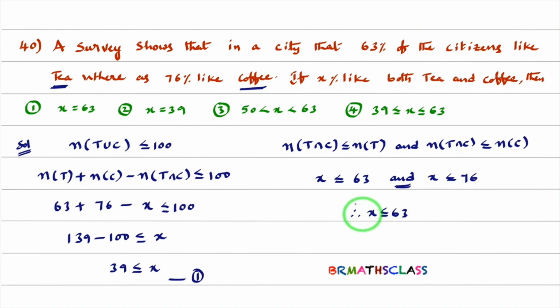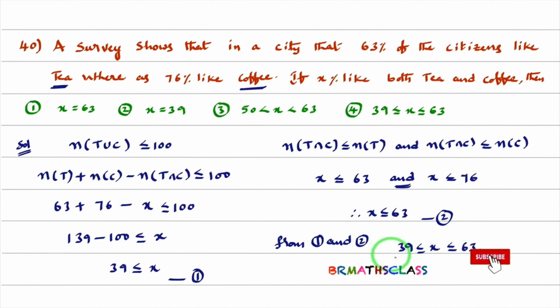Please try to understand. In this, all the elements less than 63 are present. In this also, all the elements less than 63 are present. From these two, I can write that X is less than or equal to 63. This is the second condition we got. You observe the first condition and second condition. From 1 and 2, what can you write? From 1, we can write 39 is less than or equal to X. From the second, you can write X is less than or equal to 63. So 39 is less than or equal to X is less than or equal to 63. So what is the right option? The fourth option is the right option.